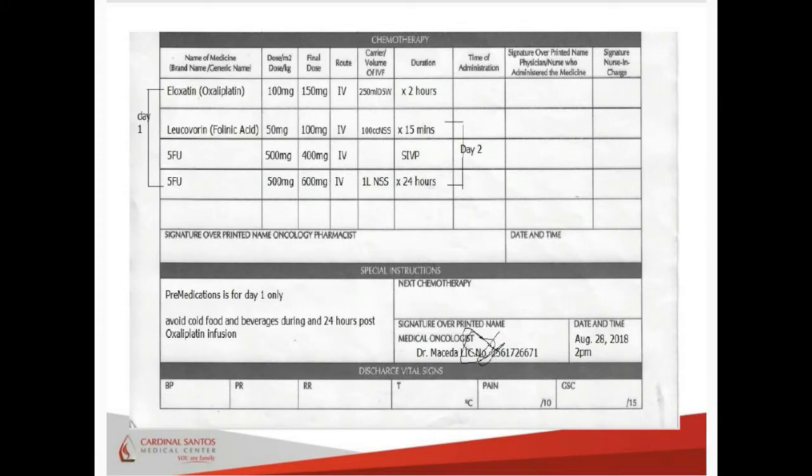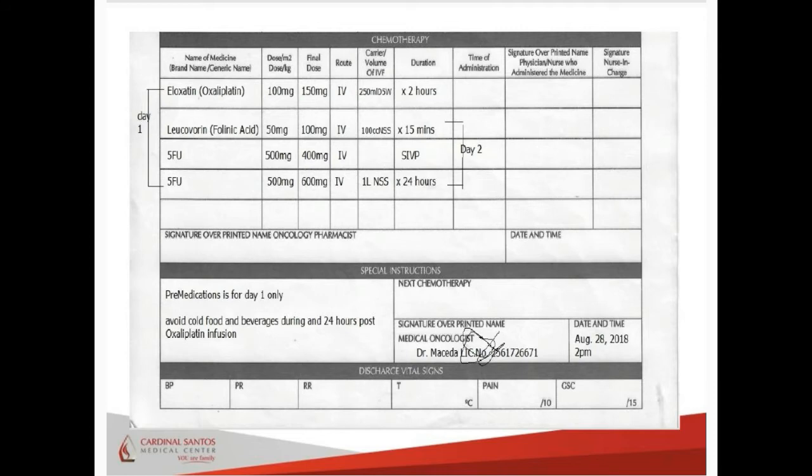Below the pre-medications are the chemotherapy drugs to be administered. First column is the name of the medicine. Next is the dose per kilogram, which is computed by the oncologist. The final dose, the route, the total volume of the solution where the chemotherapy drug will be diluted, and the duration of the infusion. Let's take this example.